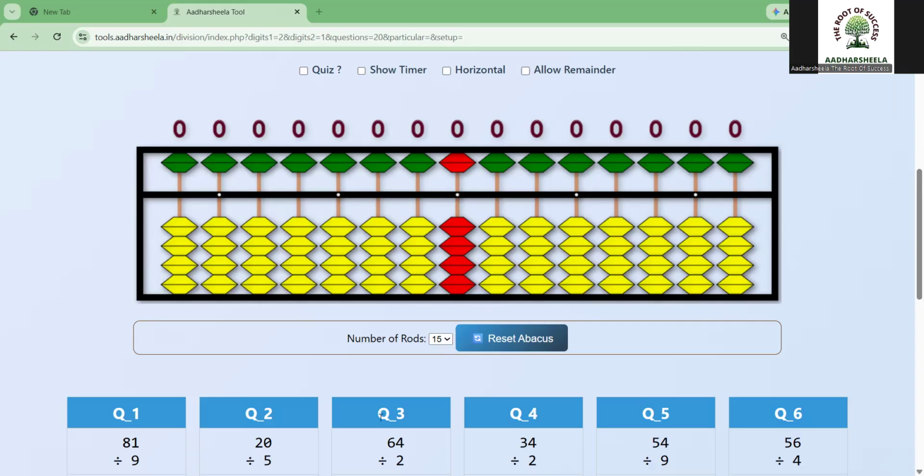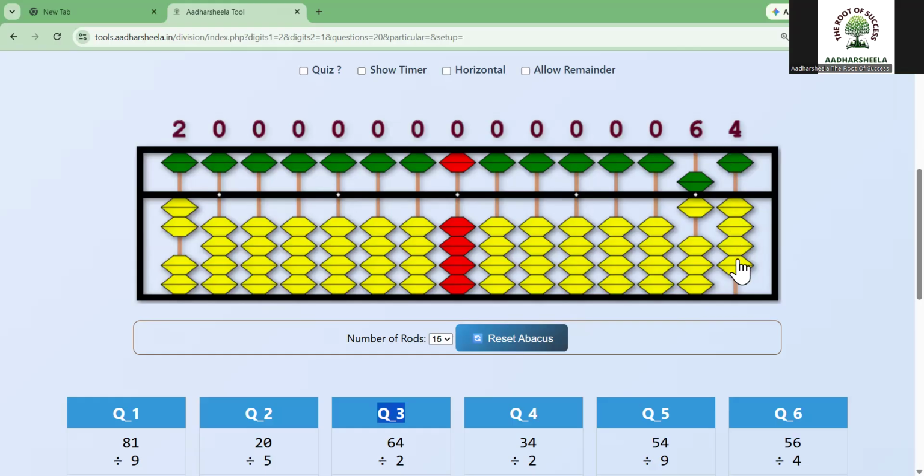So here I'll take question number 3 first, and we will write the question first. I will write 64. So here I'll make a position of 6 and 4. That is my dividend. And here the divisor is 2. The divisor I will put on the left side rod, the extreme left side rod. So here I have set up my question on my Abacus tool, which means 64 divided by 2, where 2 is the divisor and 64 is the dividend.